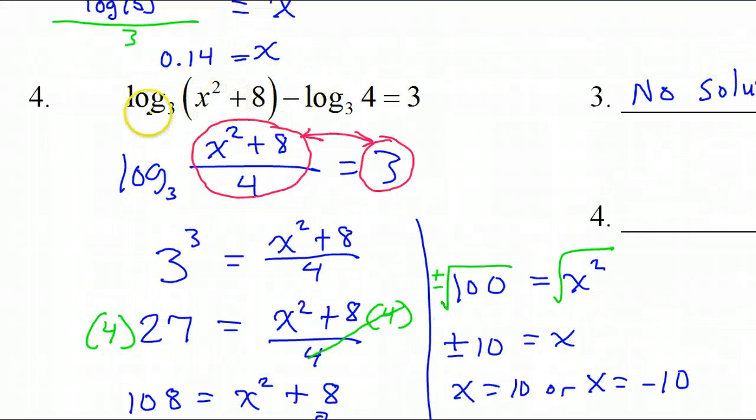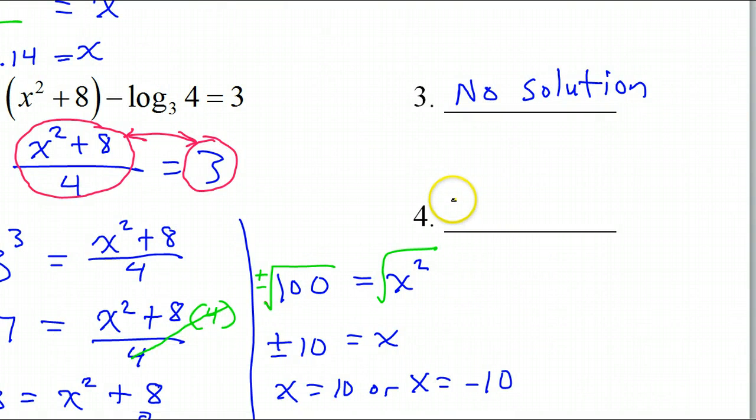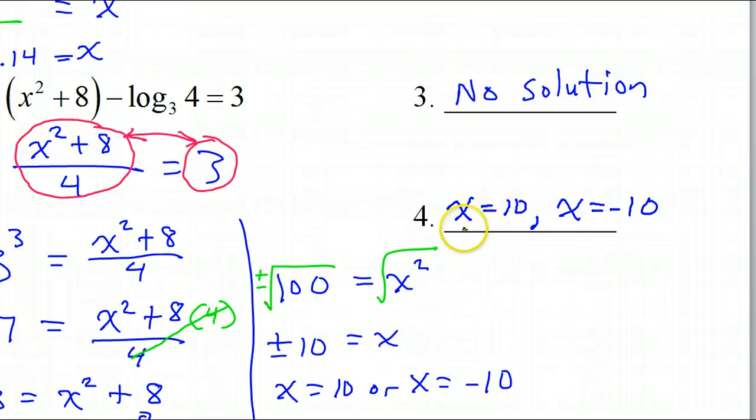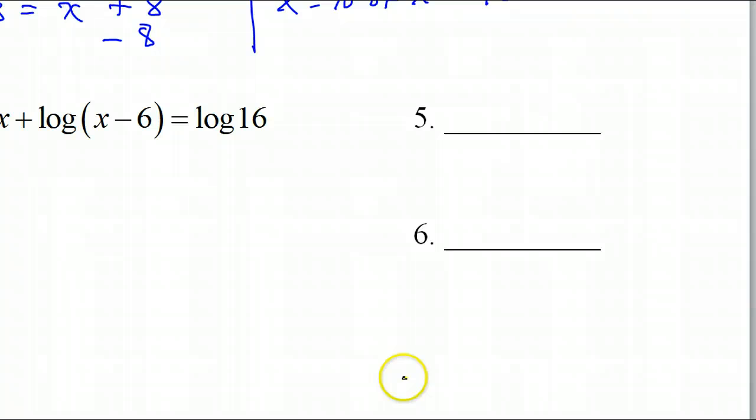Well, this is the only variable. If I put 10 here, I get a positive 100. If I put negative 10, I still get positive 100. Because squaring something, a negative times a negative is a positive. So both of these work. So we have to write them both down. So x equals 10, x equals negative 10. If you wrote plus or minus 10, that's okay. Let's look at number 5.